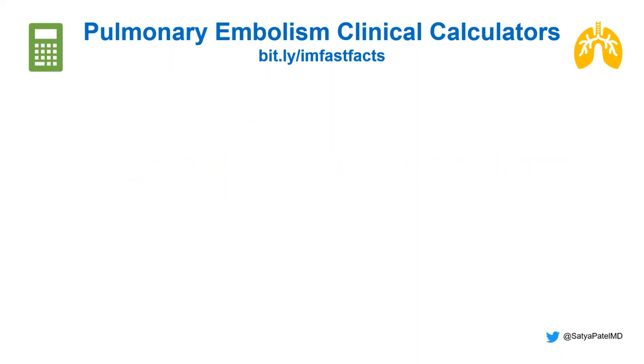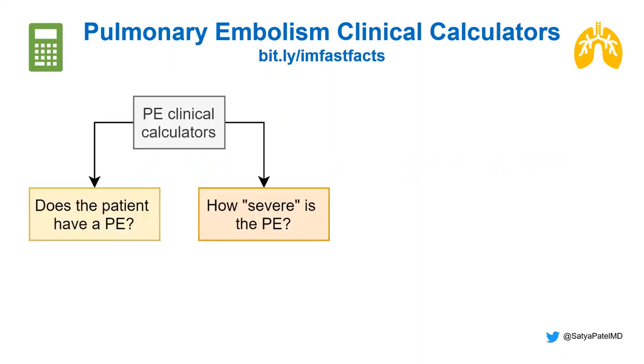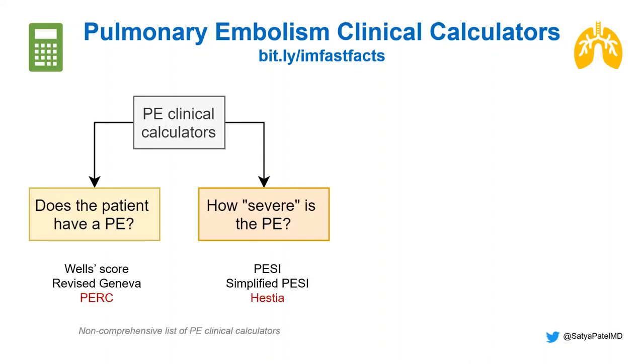So let's go over this again conceptually. Within PE clinical calculators, you can ask one of two questions. Does the patient have a PE, or how severe is the PE? Realize that with the Wells, revised Geneva, or PERC, you can answer the question, does the patient have a PE? And if you use the PESI, simplified PESI, or Hestia, you can ask yourself, how severe is the PE?